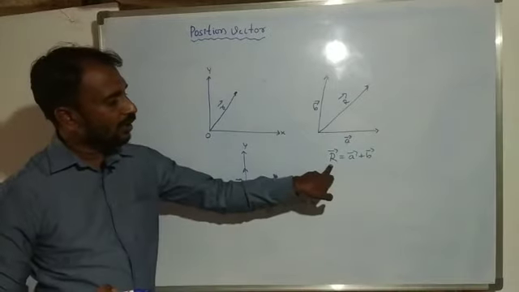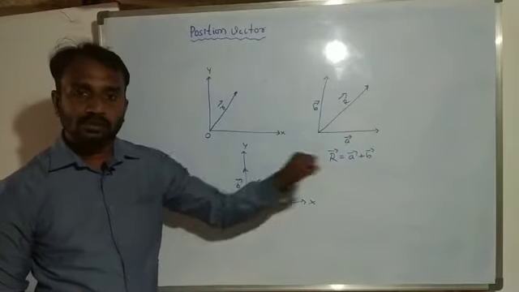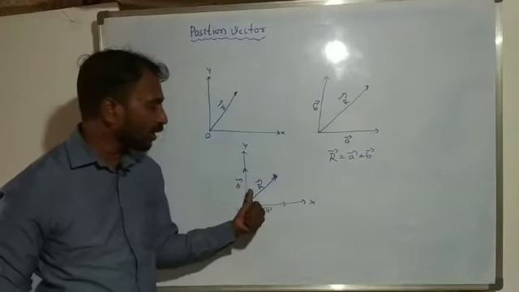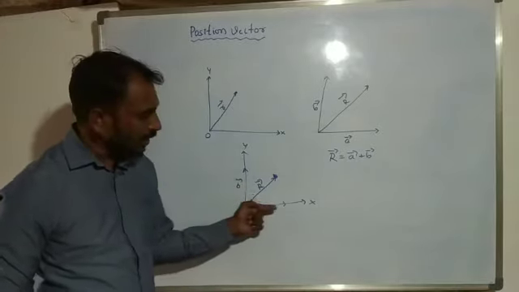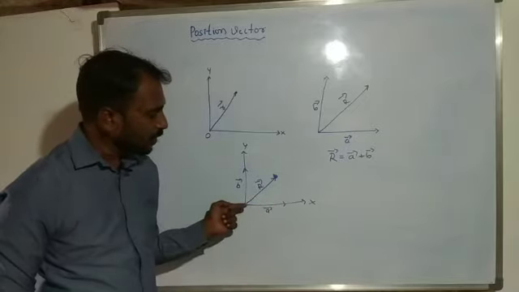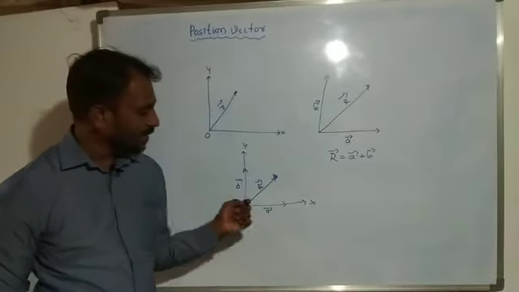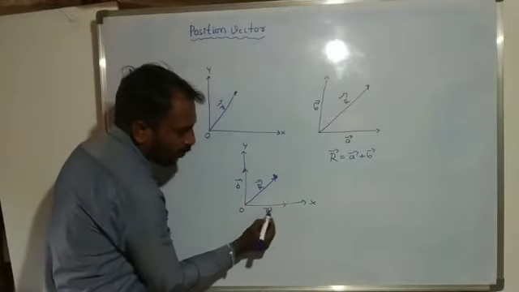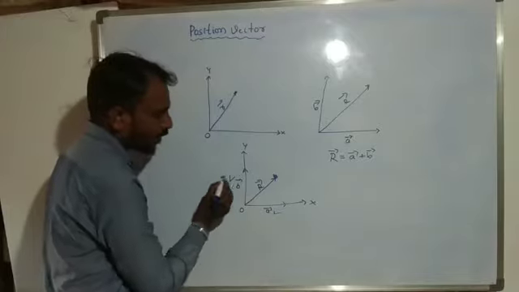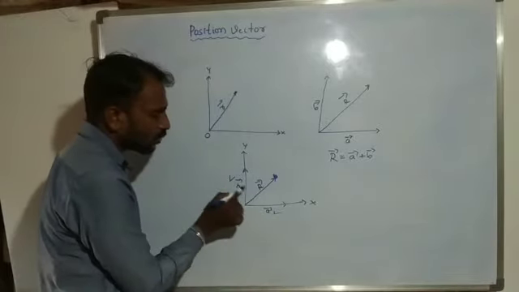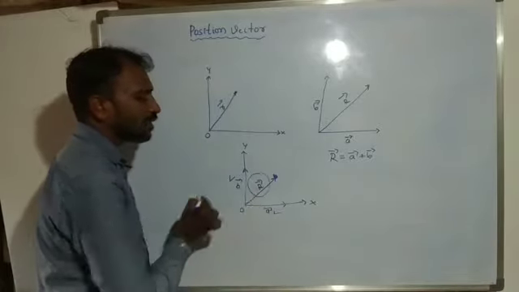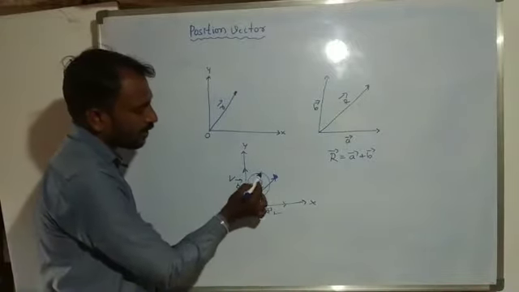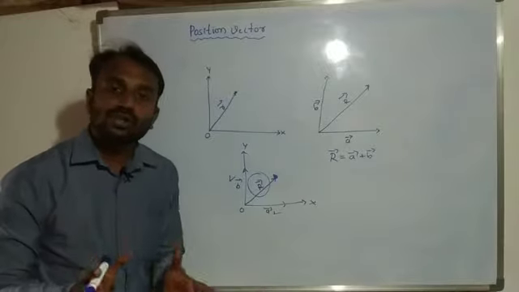I already told you that R is equal to vector A plus vector B. Here vector A and vector B are components of vector R. It means vector A is present along the x-axis and B along the y-axis. So the x-axis component is A and the y-axis component is B. By using these two components, we will find this resultant vector. When we find this resultant vector, we consider it a position vector.